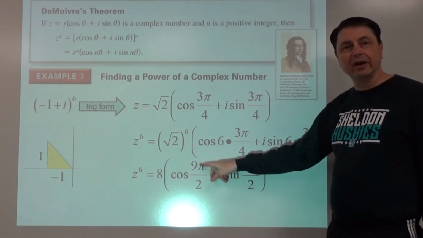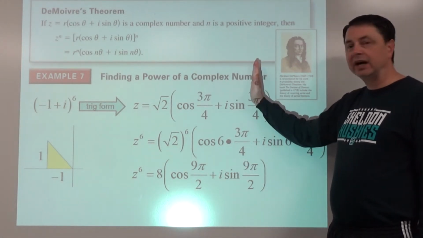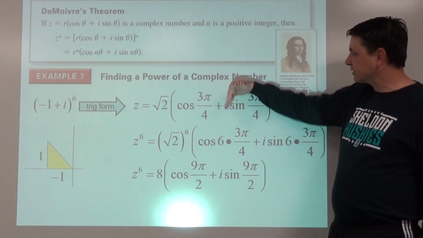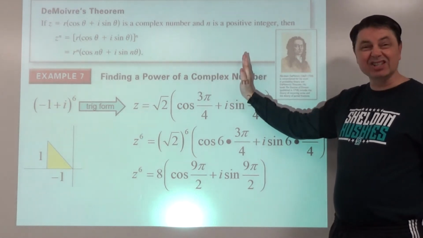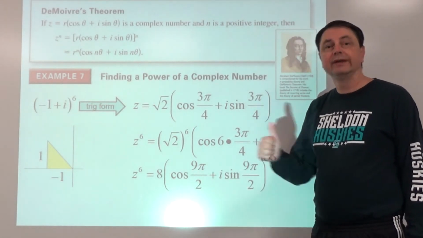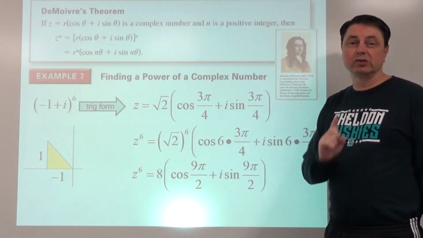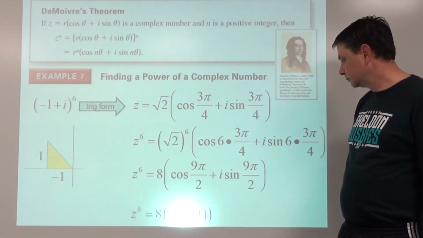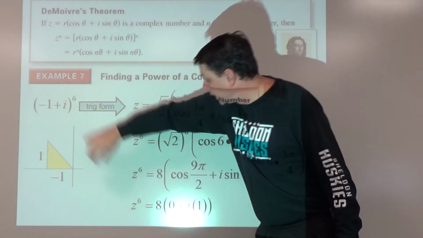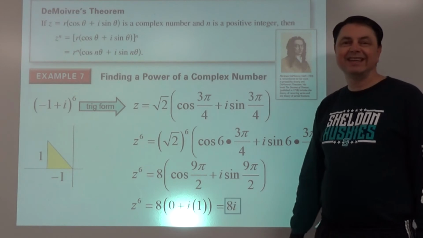And let's think about where that would be in terms of a coterminal angle. So 1 pi over 2 on top, 2, 3, 4, 5, 6, 7, 8, 9 back on top. So 9 pi over 2 is coterminal with pi over 2 straight up. So cosine is going to be 0. Sine of 9 pi over 2 is going to be 1. So z to the 6th power, here's our z right there, 8 times 0 plus 1i is 8i.